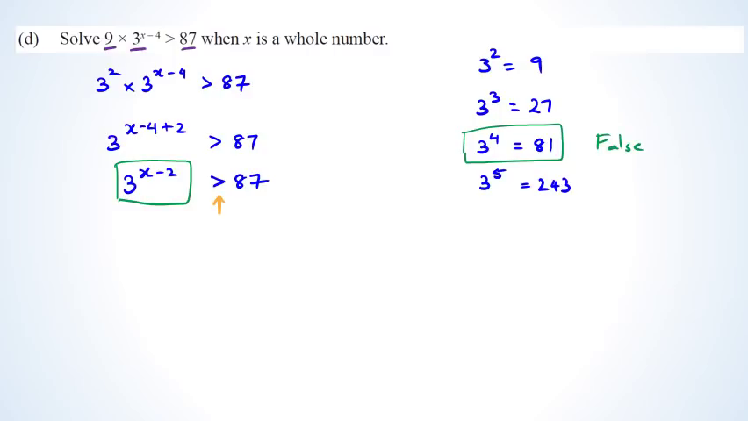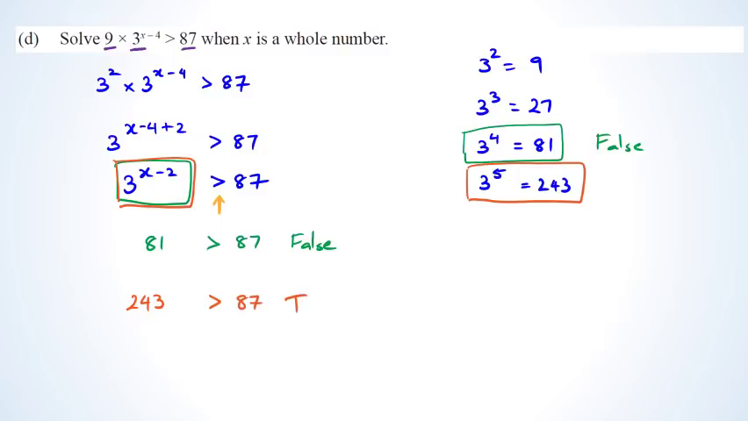All right, because if you think about it, if 3 to the power of 4 is in the green box, then I'd end up with something like this: 81 is greater than 87. But that's actually not true, so it's false. So I need a different number, and the next number that I have is what's in the orange box. So if I put the orange box in here, I'm going to get 243 is greater than 87. Now, is that true? Yes, that is true, which means I can say 3 to the power of x minus 2 should equal 3 to the power of 5.